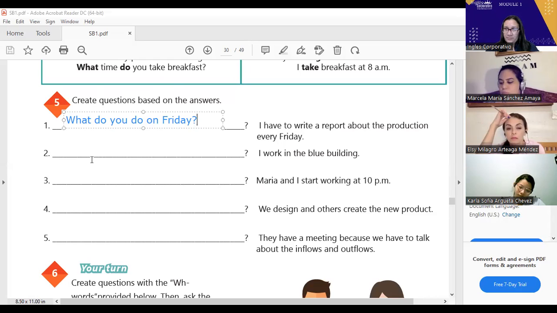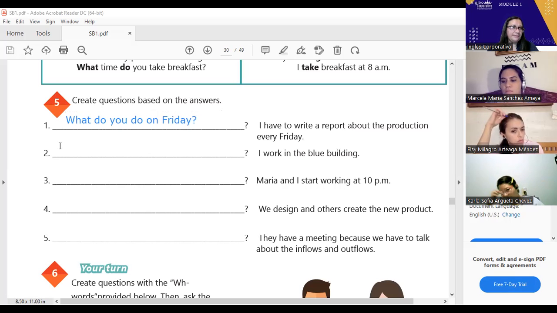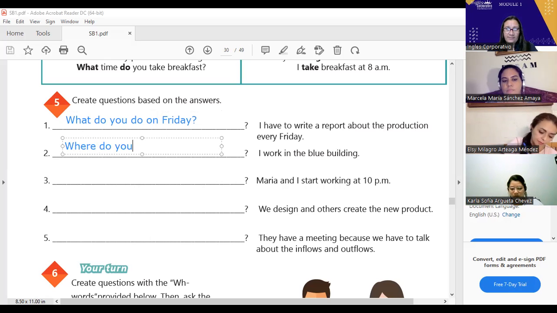Pero it's probable. Yes, es probable. It's possible. I work in the blue building. ¿Ahí qué enfatizan ustedes? ¿Qué sienten que es el énfasis de la respuesta? Aquí están enfatizando el lugar, ¿verdad? Que está trabajando en el edificio azul. Entonces, ¿cuál sería? Where. ¿Dónde? Where do you work? Ahí vamos bien. Where do you work?